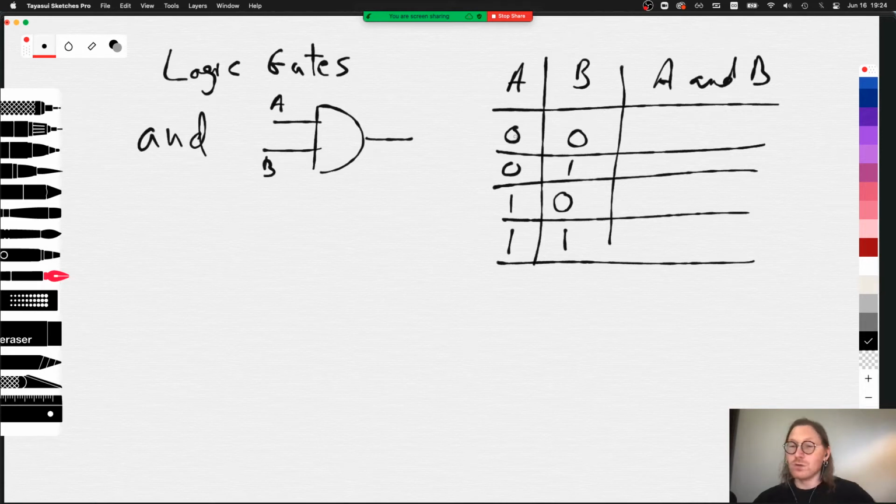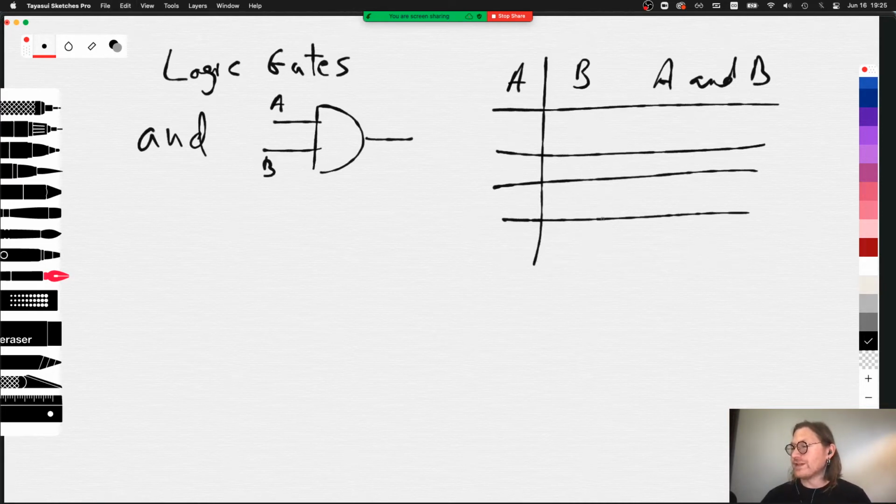0 and 0, we can think about this as false, false. That's going to yield 0. 0 and 1, that's false, true. That's going to get us false, or 0. True and false, or 1 0, is going to get us 0. The only instance here that gets us a true is if we have 2 true inputs. So we can see this idea of a truth table related to the gate.